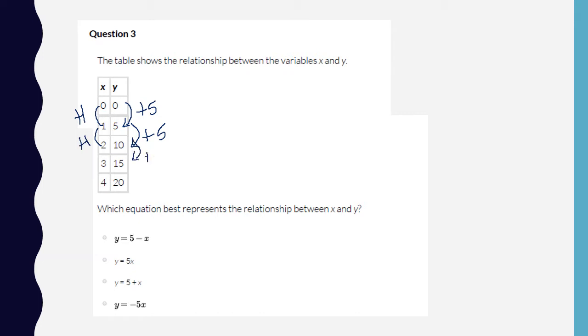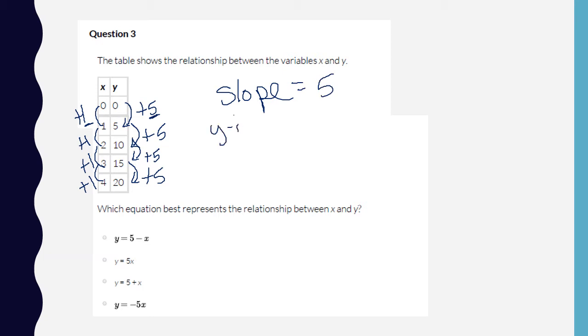10 to 15, and 15 to 20, that's all adding 5. 2 to 3 is 1. 3 to 4 is 1. Okay, so what I see here is that for every 5, it's moving to the right 1. So this is called something called slope. So the slope here is 5.